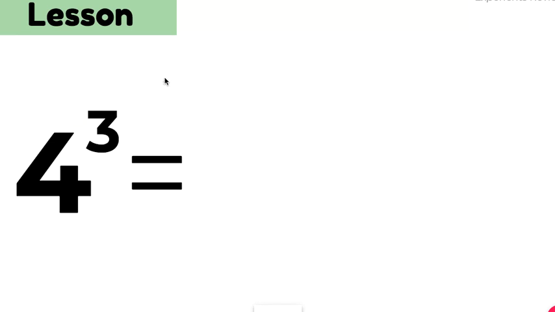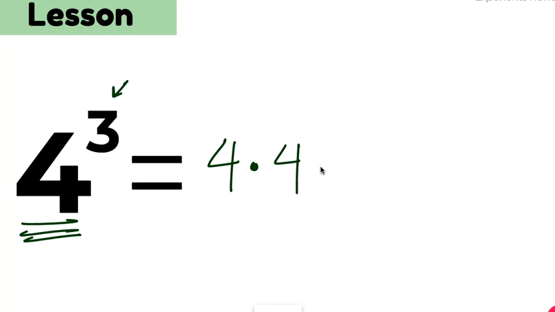This is not that. This is the base number being repeatedly multiplied, and the exponent tells us how many times to multiply the 4. So my base number is the number that's repeatedly multiplied. The exponent tells me how many times to do it. But right now, copy down this example or look at this example. And when I multiply those 4s together, I get 64.